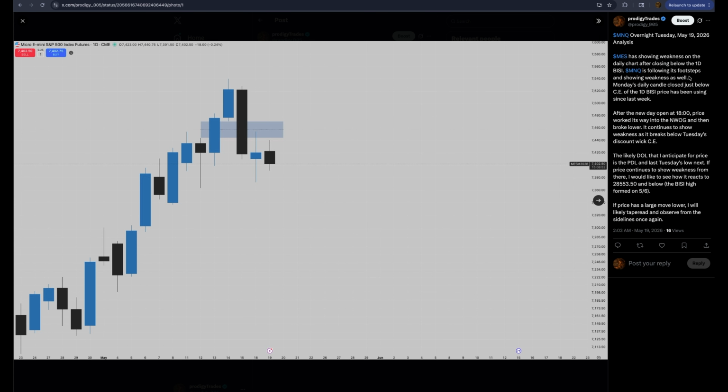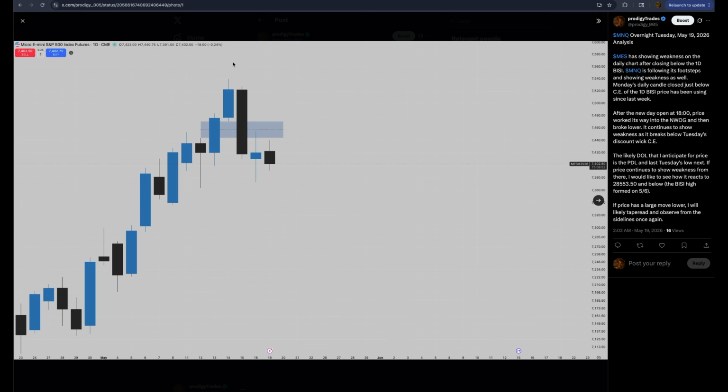But anyways, in my analysis, I stated MES has shown weakness on the daily chart after closing below the daily BISI. So we had this daily buy-side imbalance, sell-side inefficiency in the form of this bullish fair value gap. We saw price close below that inefficiency, displace right through it after creating this all-time high. And then this week, we saw this daily candle show weakness, only able to reach the lower half, not even able to wick into the consequent encroachment of that inefficiency. Next candle opens, fails to reach the low of that buy-side imbalance, sell-side inefficiency, and then breaks lower.